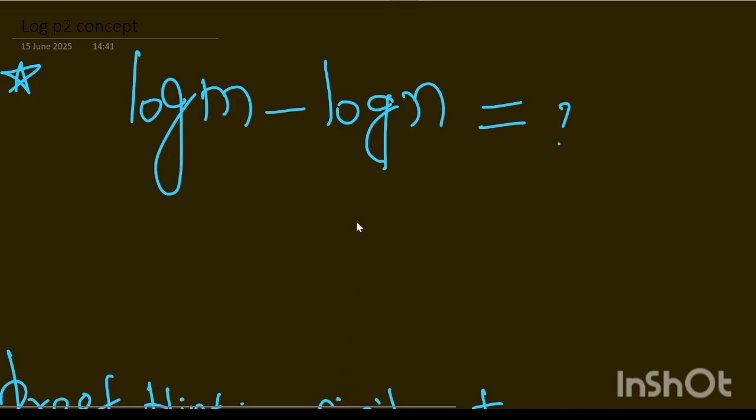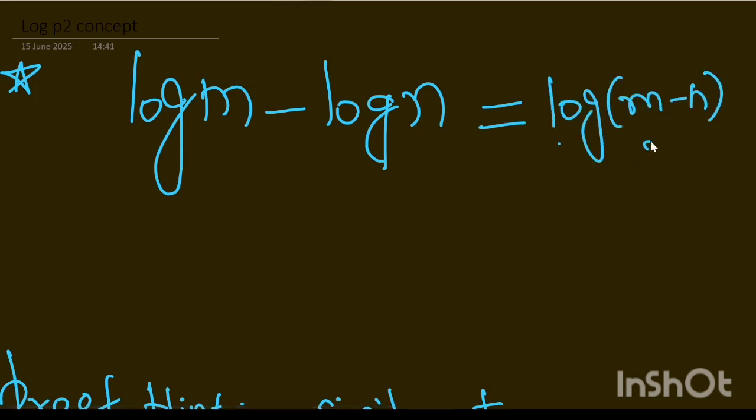Now the next rule is, guys, log m minus log n is equal to what? Can we say that this is equal to log m, taking log m minus n common? Is this correct? As discussed previously, it was misused by mathematicians at those times, but this isn't correct. So what's the correct one, guys?